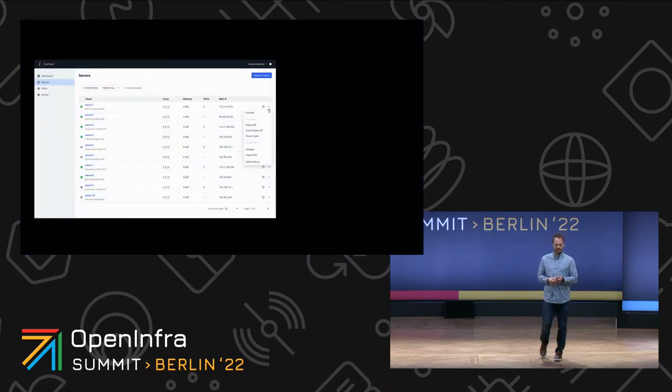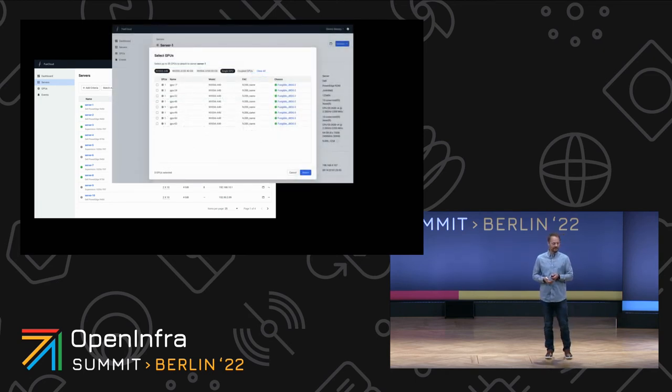Just a couple of quick pictures of our user interface for this. It's a pretty simple workflow. We've got a view of the hosts. We've got a view of the GPUs that are available, and we catalog those by type of GPU, what it's attached to, all the basic metrics you'd expect. And then it's simply attach and detach from the available hosts. So on this screen, you can see a selection box for which GPUs you want to attach.